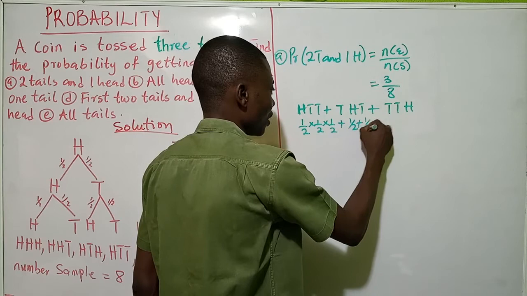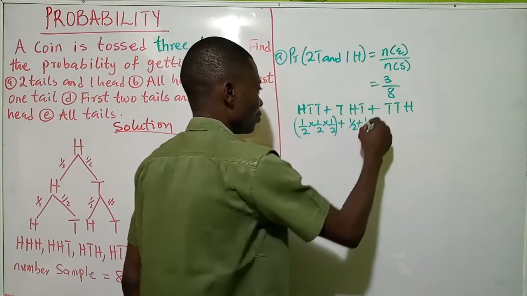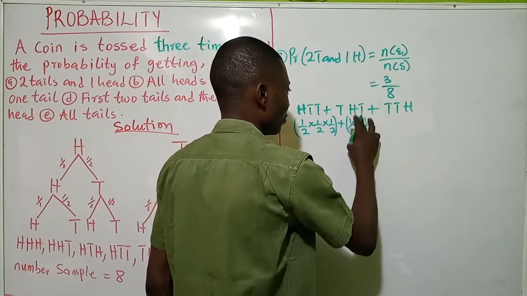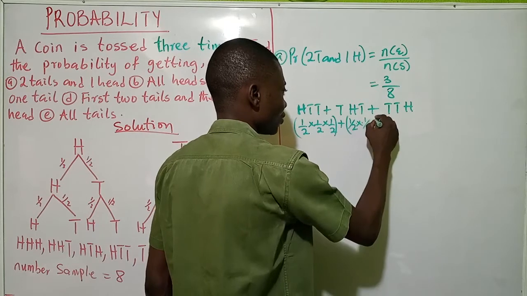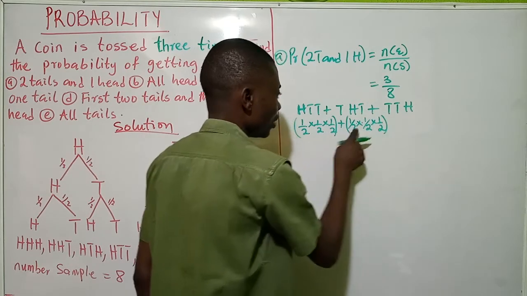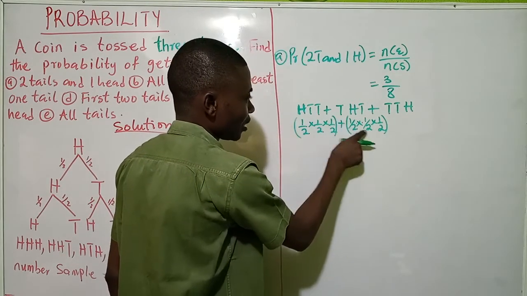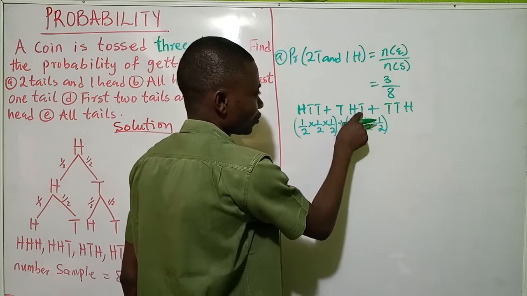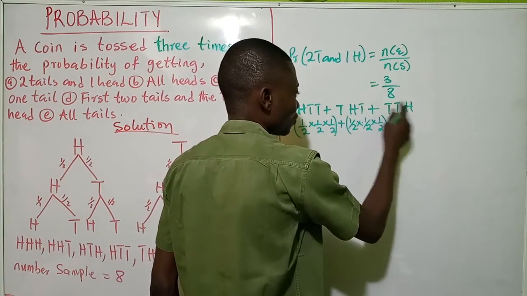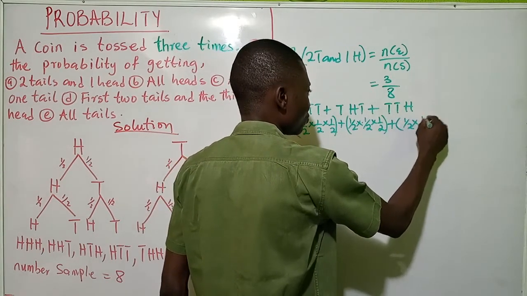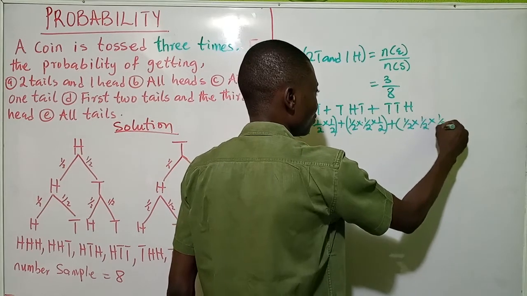Plus this is what? 1/2 plus 1/2. This is times, so 1/2 times 1/2. Each of these 1/2s is for this tail, 1/2 is for the head, 1/2 is for the tail. Plus, look at this one now. 1/2 times 1/2 times 1/2.